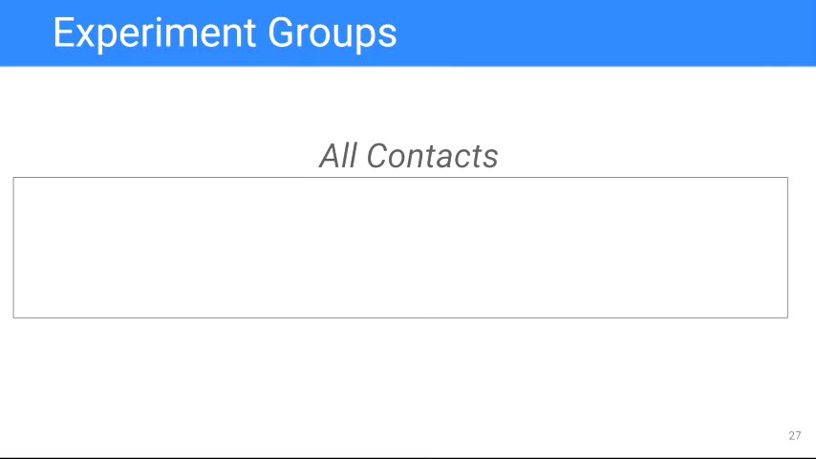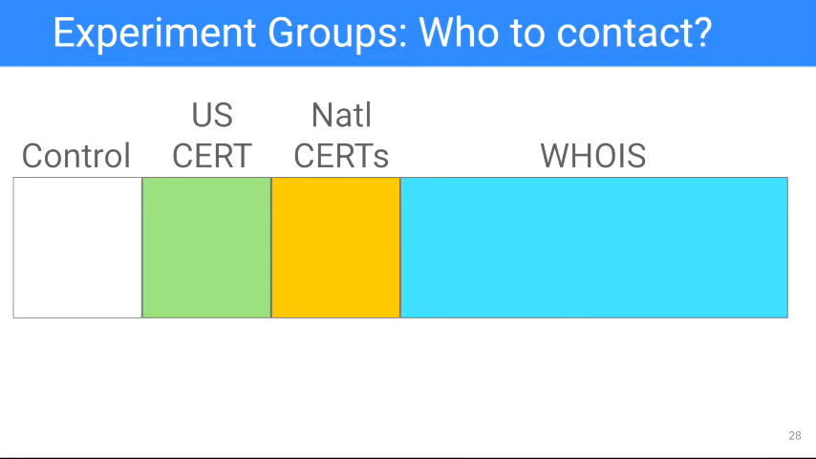But first, we split up all of our contacts by who is going to be notified. So we first have a control group, so we can compare our notifications against them, and they won't be notified. And then we have our CERT groups as well as our WHOIS groups.